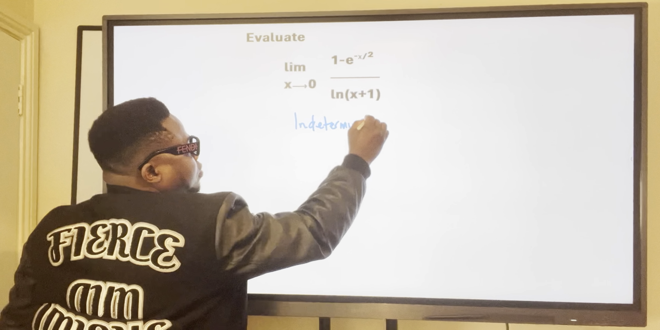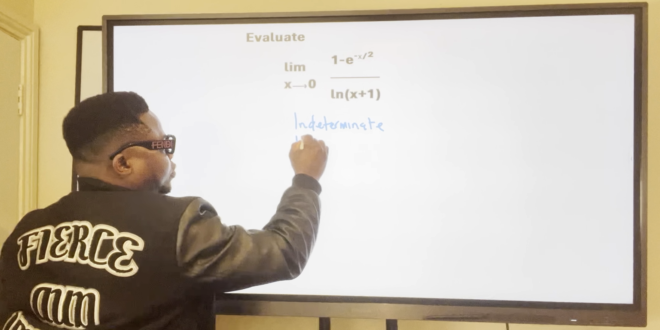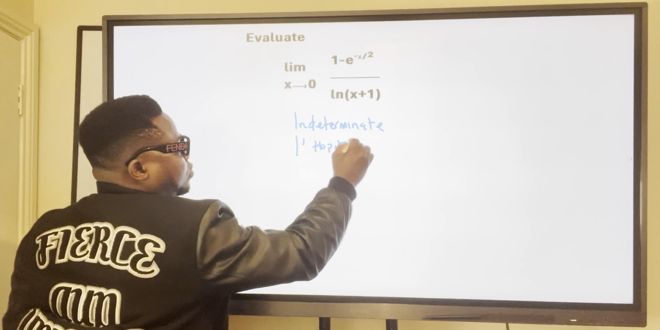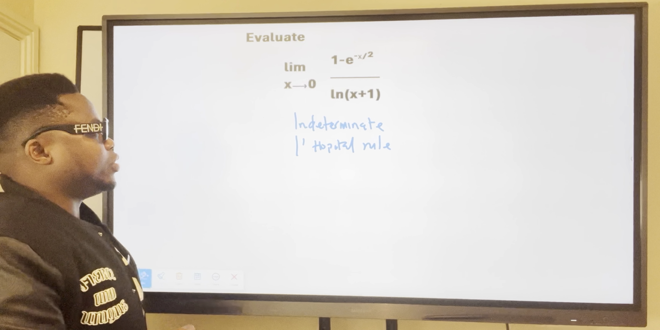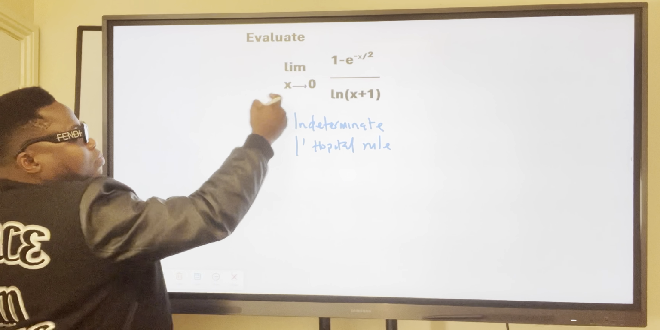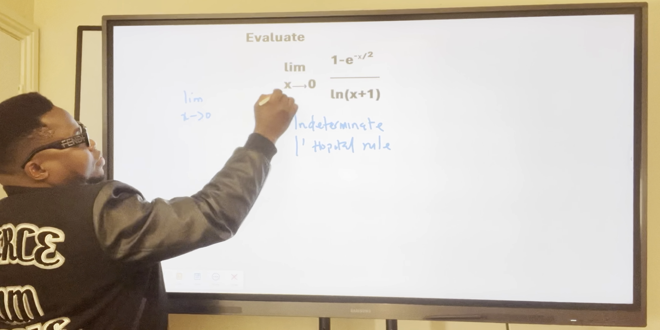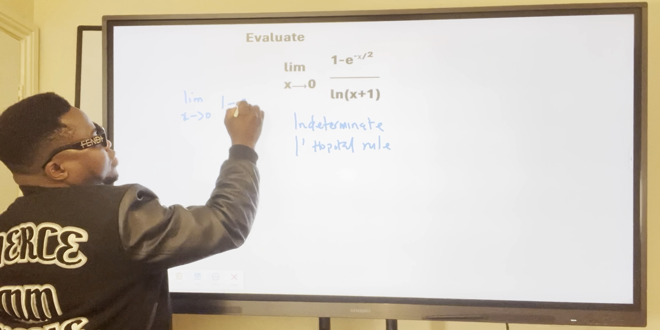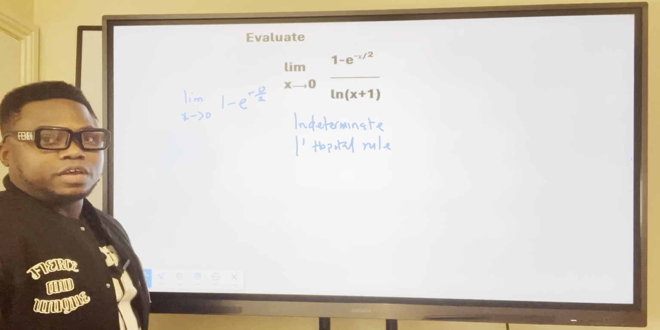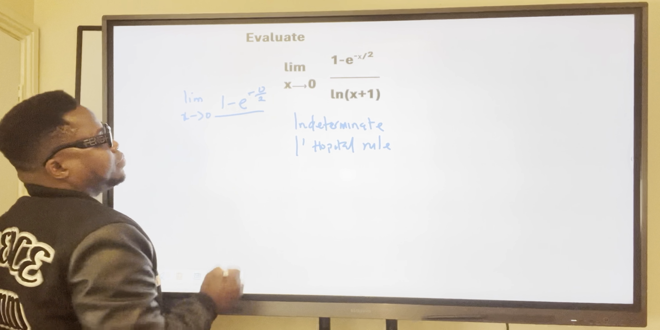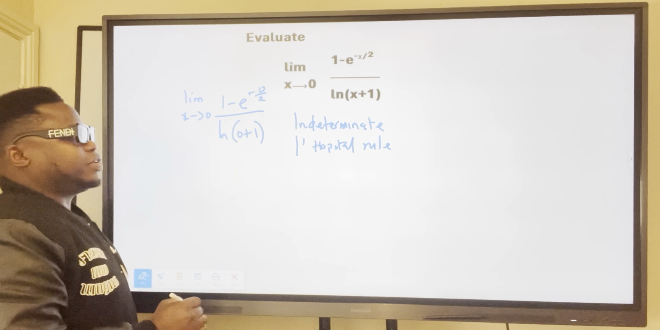Indeterminate. So if I get an indeterminate value, I'm going to apply what we call the L'Hopital rule. The L'Hopital rule is to differentiate the expression, both the numerator and the denominator. So doing so, I'm going to write the limit as x tends to 0. So this is going to be 1 minus e to the power of minus 0 over 2, remember, I'm replacing x with 0, divided by ln 0 plus 1. This is the first thing to do.